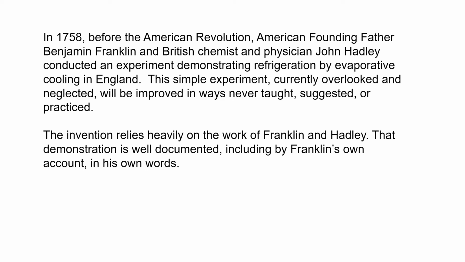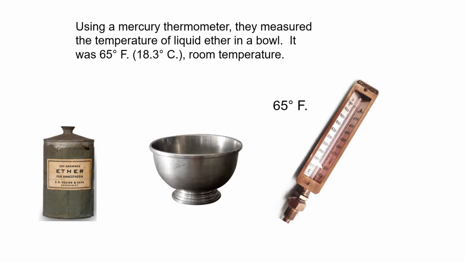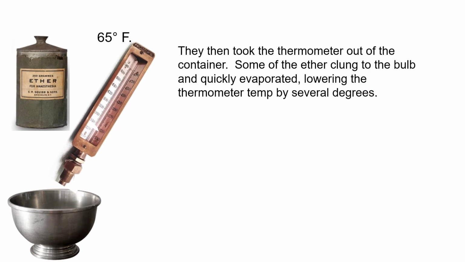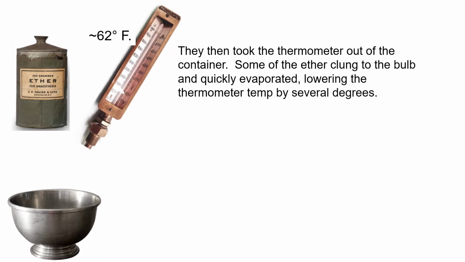That demonstration is well documented, including by Franklin's own account in his own words. Using a mercury thermometer, they measured the temperature of liquid ether in a bowl. It was 65 degrees, room temperature. Then they took the thermometer out of the container. Some of the ether clung to the bulb and quickly evaporated, lowering the thermometer temperature by a few degrees.